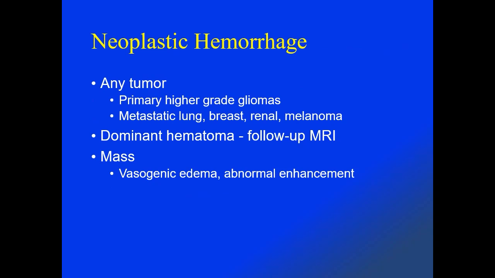Hemorrhages can also be caused by neoplasms, and just about any tumor can be associated with hemorrhage, but they're more commonly observed with high-grade gliomas such as GBM and metastatic disease, especially lung, breast, renal cell carcinoma, and melanoma.